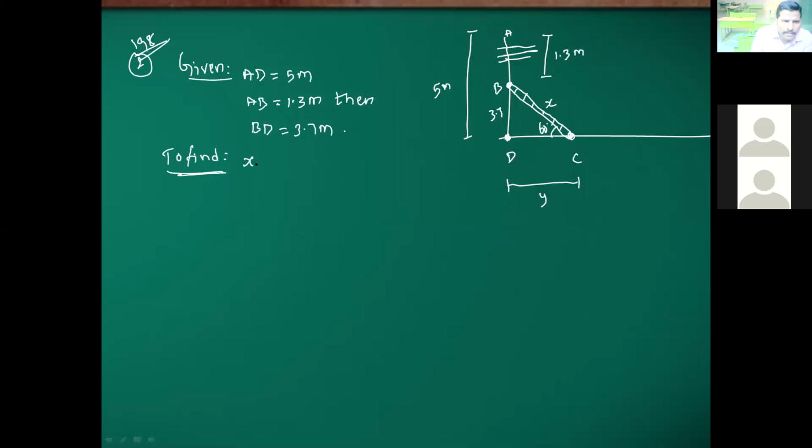They asked you to find a value of x comma y. What is x and y? I mentioned in the diagram. Okay, right. Now we'll start. First, we'll find the value of x.